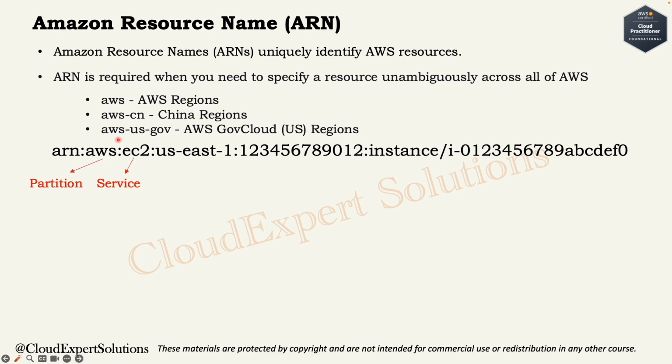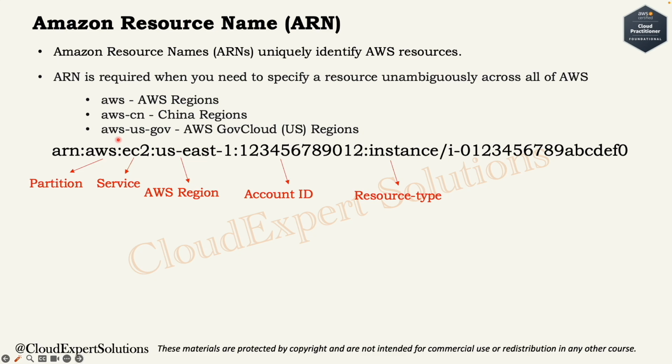If this ARN is for an S3 bucket, then instead of EC2, there you will see S3. The next component is AWS region. Currently we are using US East 1 or Northern Virginia. If you are using other region like US West 1, US East 2 or US West 2, you will see that region name. Then the next component is 12-digit AWS account ID, followed by the resource type.